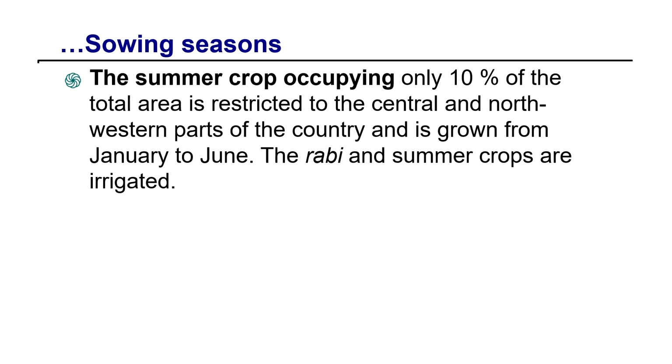Now, the summer crop, occupying about 10% of the total area, is restricted to the central and northwestern part of the country and is grown from January to June.